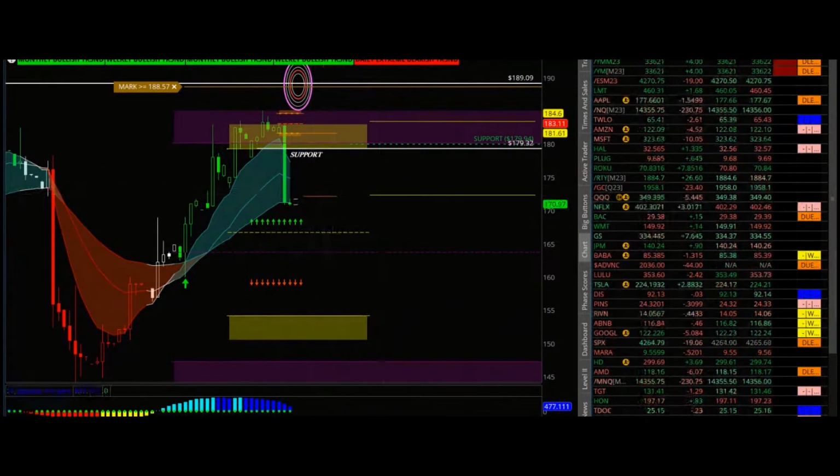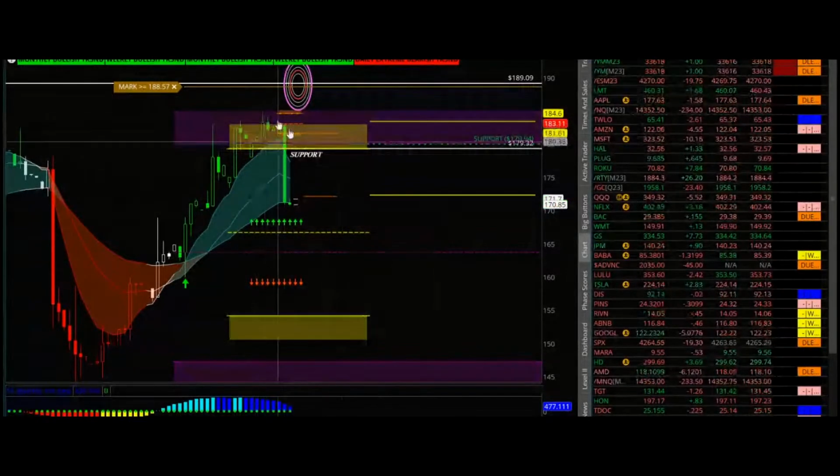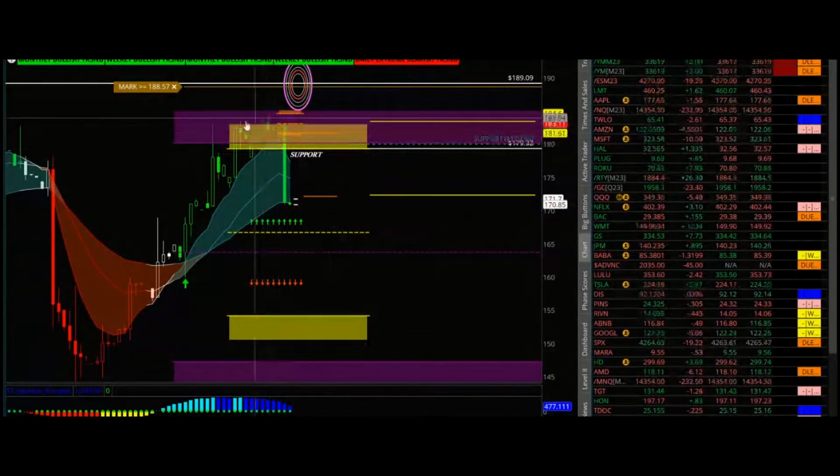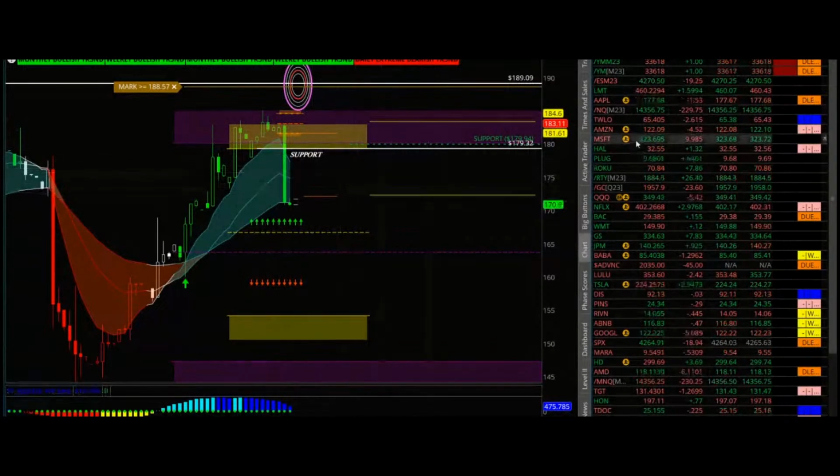Sometimes they don't work out. Basically what happened was the supply zone, depending on how you look at it here, after the market closed, it came back into supply and then ended up breaking down.